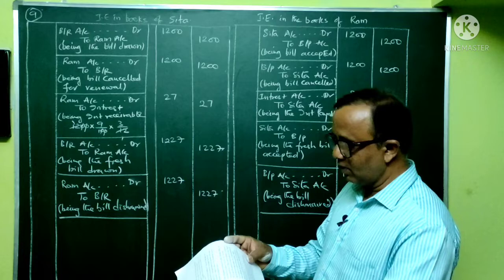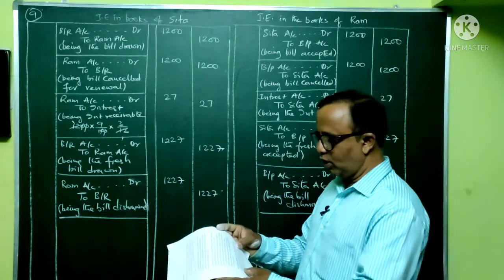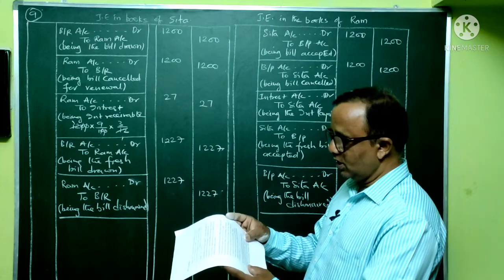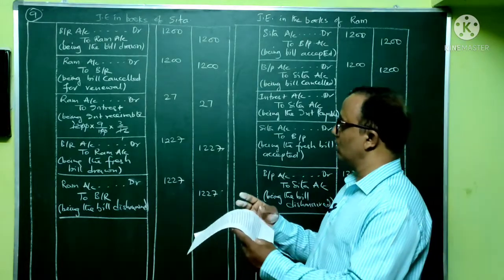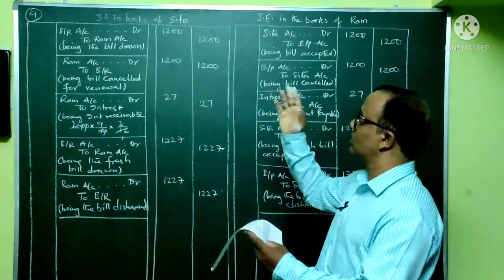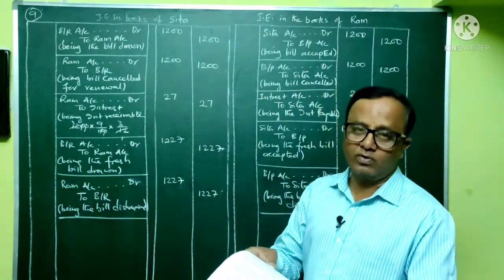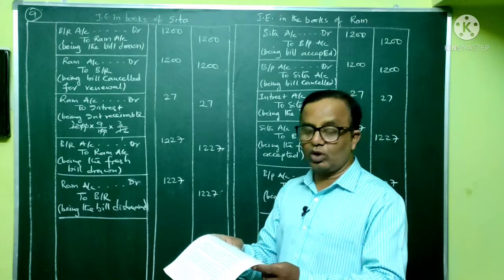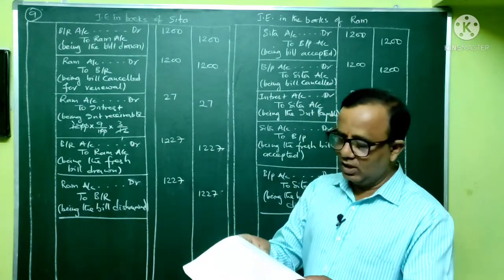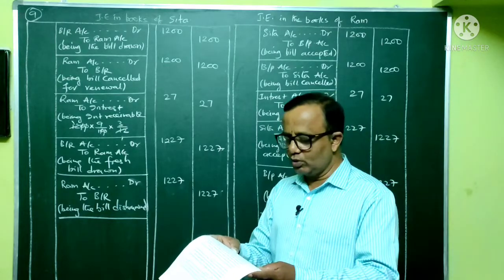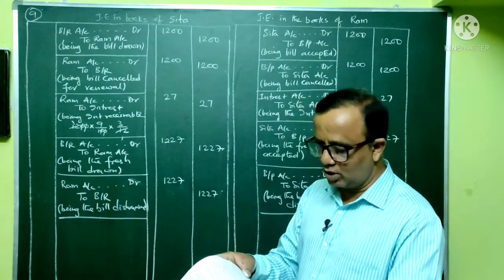On the due date, Ram requests Sita to renew the bill for a period of 3 months at the rate of 9%. That means on the due date, Ram is requesting Sita once again to cancel the old bill and to draw a fresh bill for 3 months along with interest at the rate of 9% per annum. Sita agrees to the proposal. On the due date, the second bill is again dishonored.